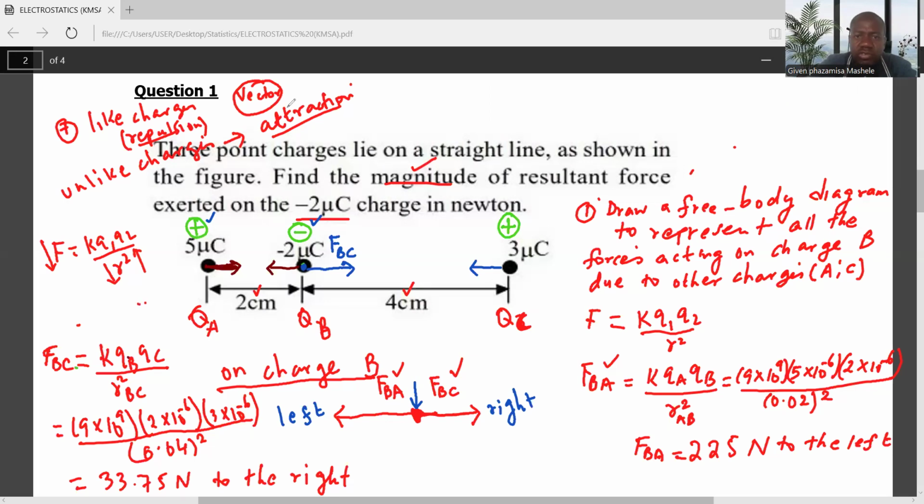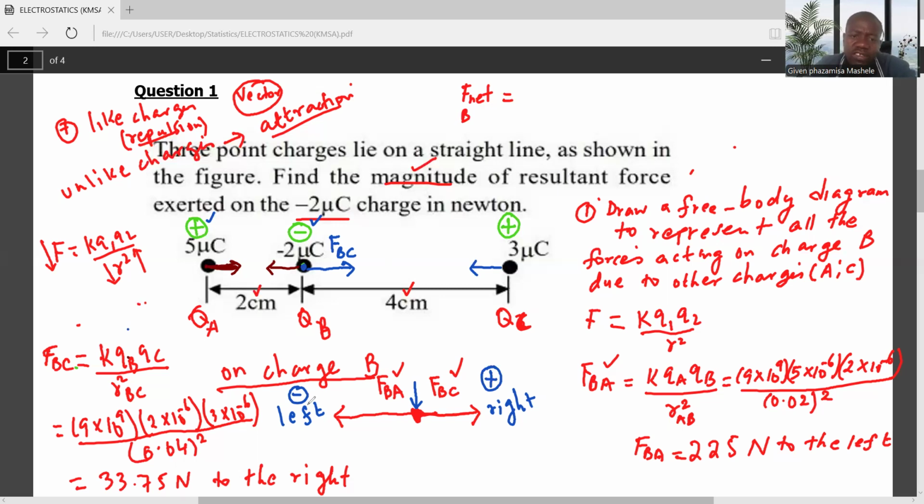Since we have two, we're going to find the net force on B. Since these forces are not directed the same way, one is to the right and one to the left, we can choose right as positive and left as negative. It's our choice. You can also choose left as positive or right as negative, depending.